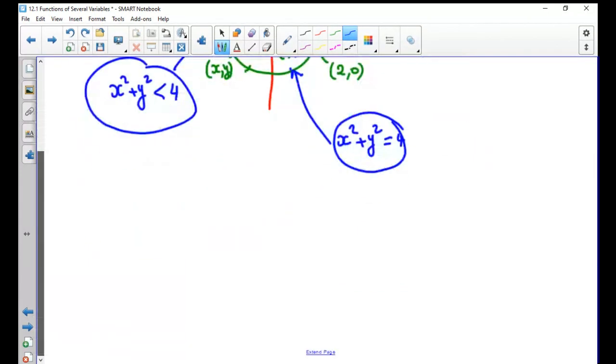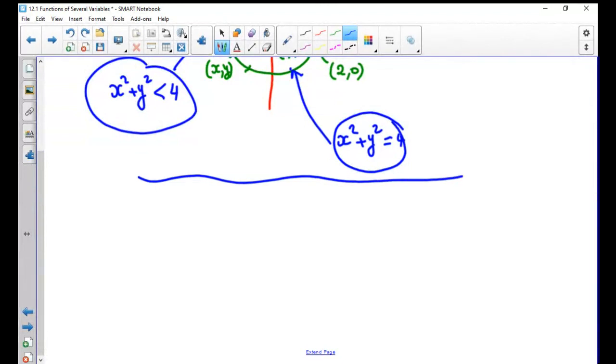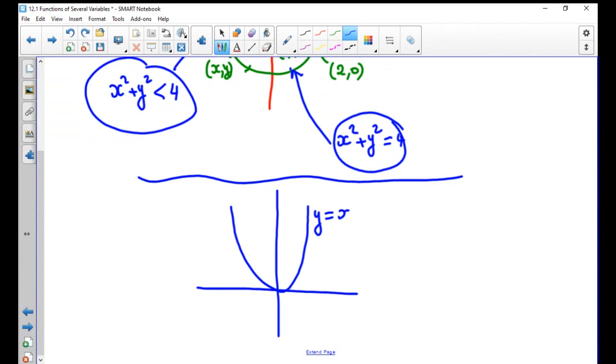By the way, this works with all curves. For example, look at the curve y equal x squared. Here also we have 3 regions. We have the parabola. Every point on the parabola will have y exactly equal to x squared. For example, the point 2, 4 is on the parabola.